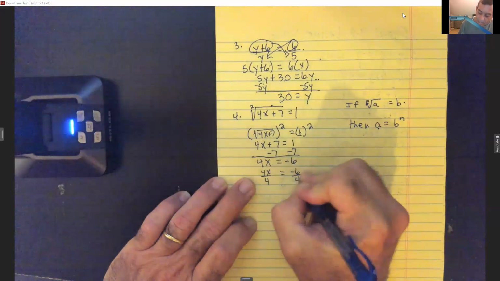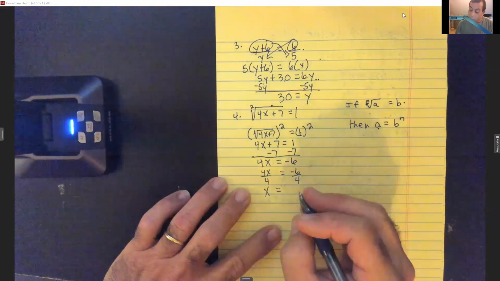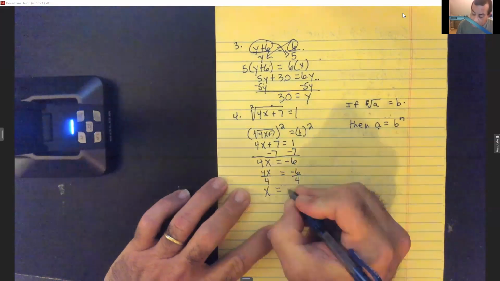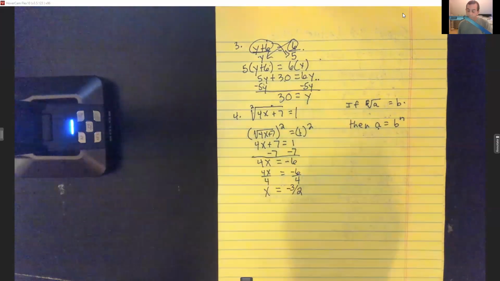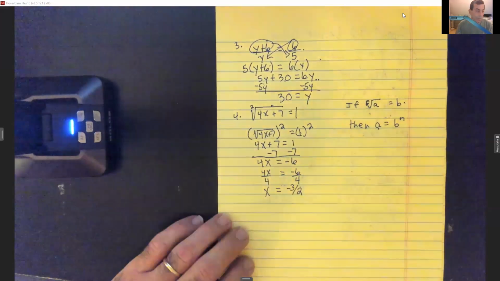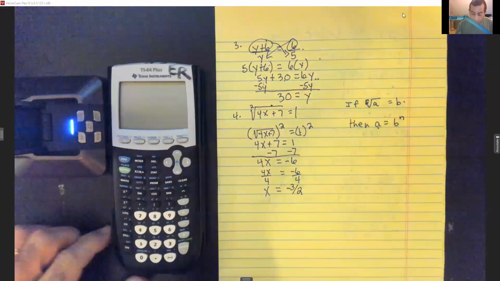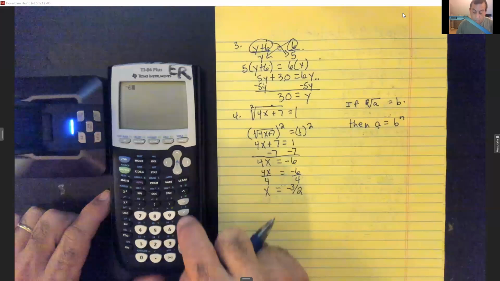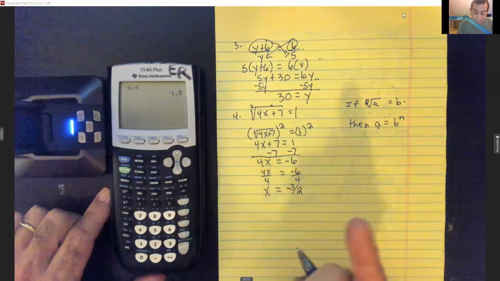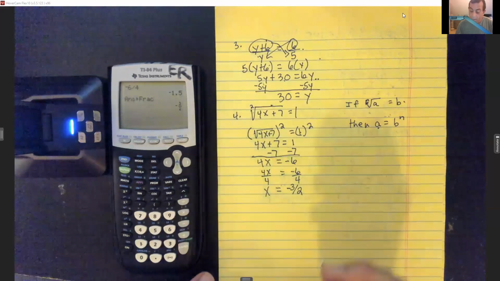So when I cancel that, I get x equals negative 6 over 4. But this will reduce to negative 3 halves. Now remember, on the calculator, you can take that -6 divided by 4. It's going to give you a decimal answer. If you hit math and enter twice, it'll turn it into -3/2.